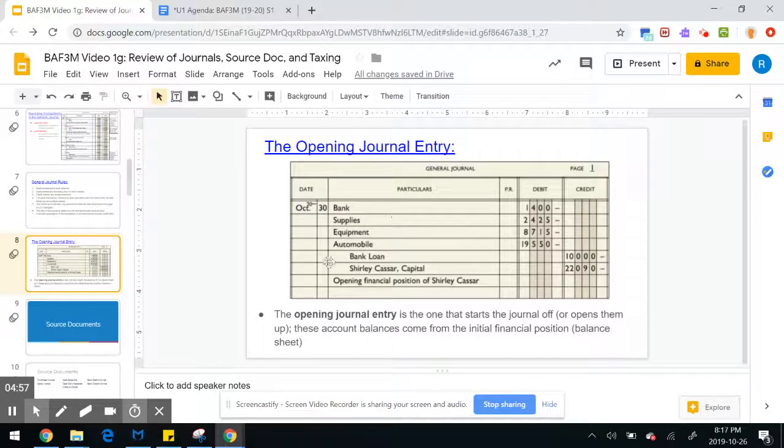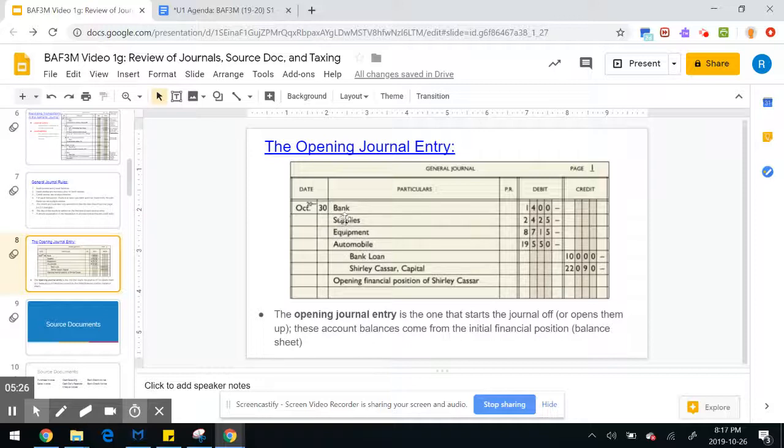So to start off the November journal, we might take the October 30th initial balances off of our balance sheet, and we just straight up copy them down, the ones that carry over to the next accounting period, right? So more on that later, accounting periods, as we go through the accounting cycle, that'll become a little bit clearer. But for now, if you're asked to do an opening entry, just take the balances off the balance sheet for your assets, your liabilities, and your capital, and copy them down onto here. Okay, and that's the opening financial position of Shirley Cesar here.